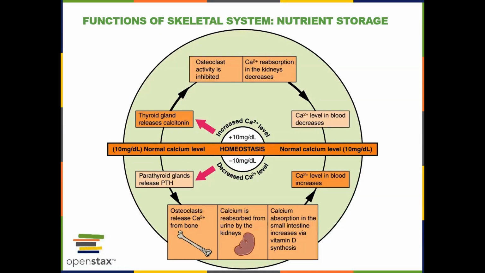However, if calcium concentration of the blood is too high, if it is above the homeostatic set point, then the thyroid gland will respond by producing calcitonin. Calcitonin is a hormone that will inhibit the activity of the osteoclasts, but stimulate the activity of cells that store calcium in the bone, the osteoblast cells.